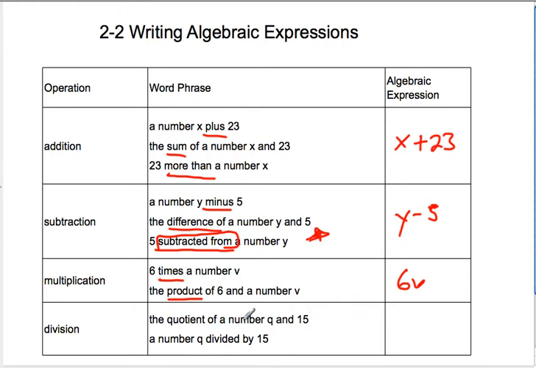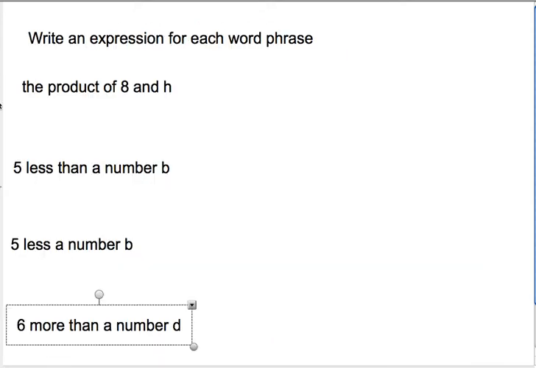For quotient or for division, we have quotient and divided, obviously. So the quotient of a number q and 15 would be this. Another way to write that is like a fraction, q over 15. And we could use the house as well. So let's practice writing an expression for each of these word phrases.